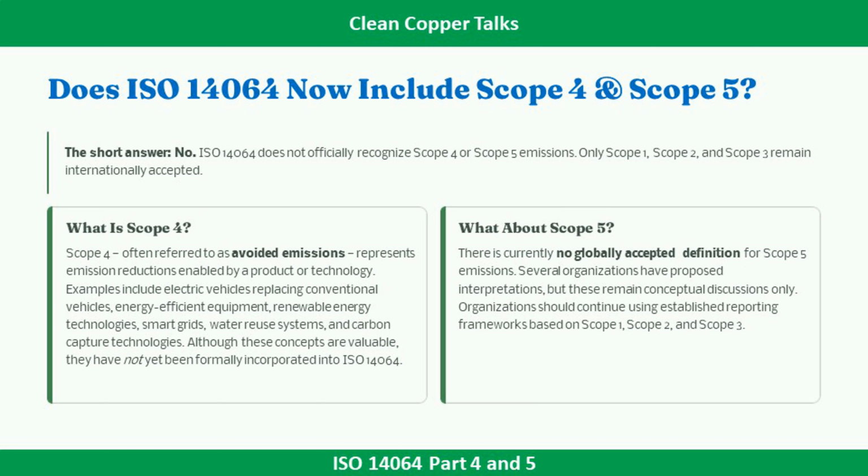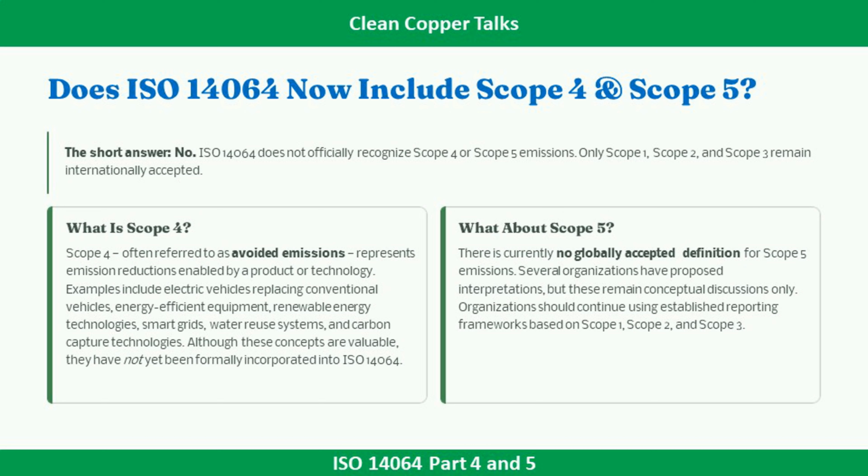However, researchers have discussed the concept of Scope 4. Scope 4 is often referred to as avoided emissions. These are the emissions reductions enabled by a product or technology. For example, electric vehicles replacing conventional vehicles, energy efficient equipment, renewable energy technologies, smart grid, water reuse systems, carbon capture technologies. Although these concepts are valuable, they have not yet been formally incorporated into ISO 14064.